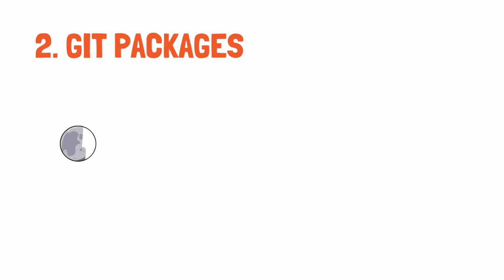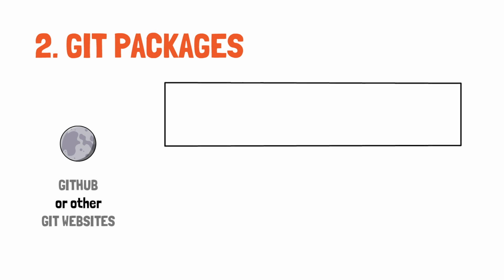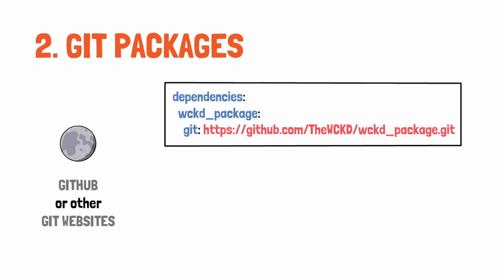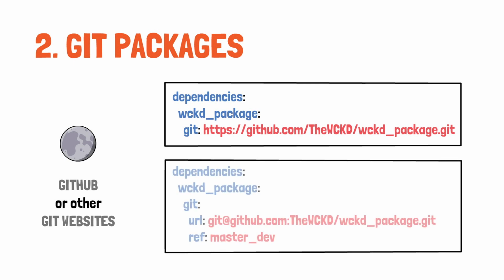Secondly, you can depend on Git packages. Sometimes, you just want to work on the latest version of a package that hasn't been formally released yet. To make that easier, you can depend directly on a package stored in a Git repository. Here, you have the ability to fine-tune your version by depending on a specific commit, branch, or even a tag.